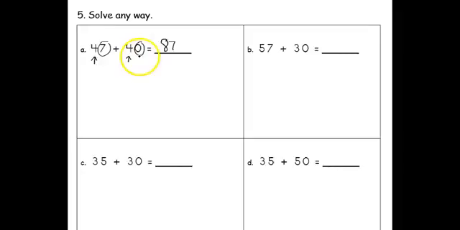And I don't have any ones in this number. So 47 plus 40 would be 87, because only the number of tens I have is changing. I'll solve it the same way over here.